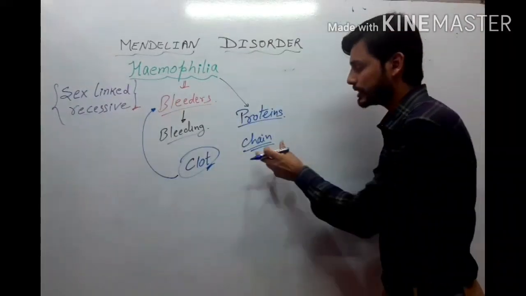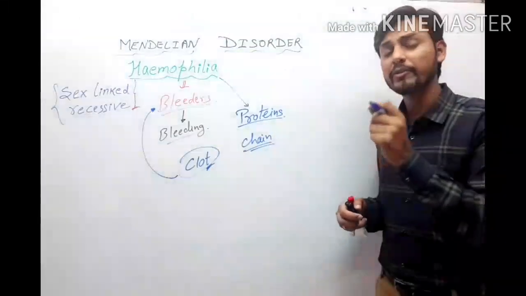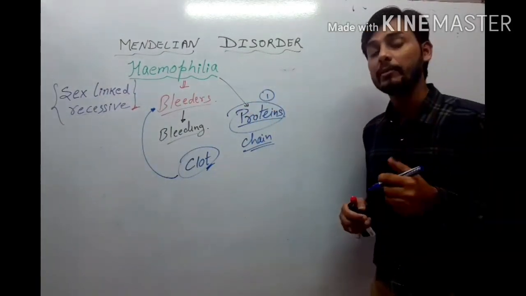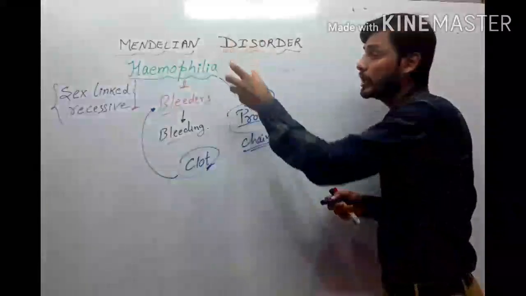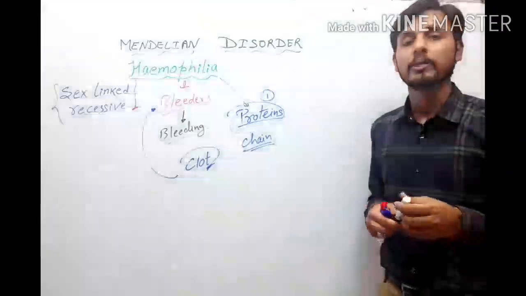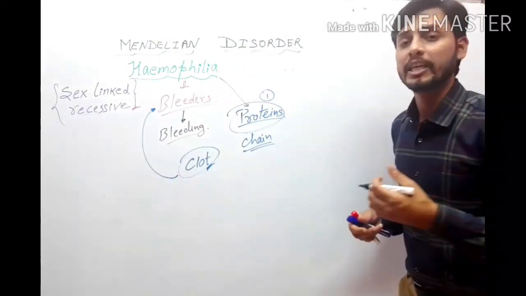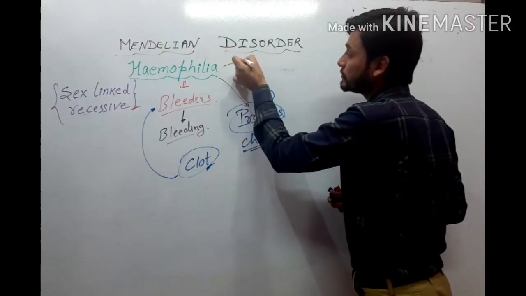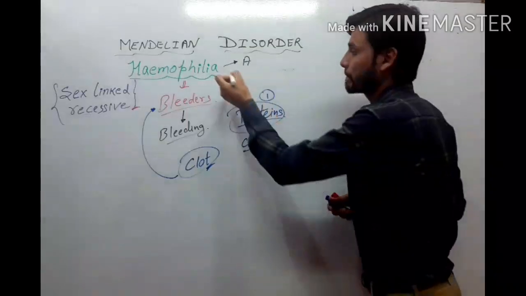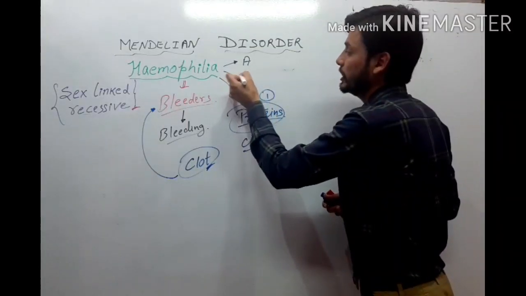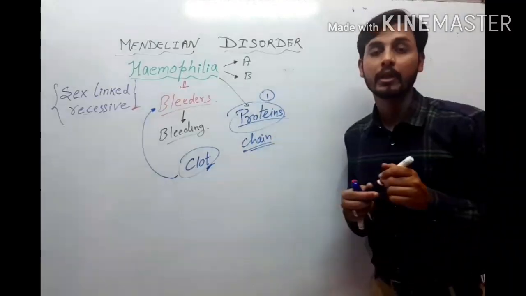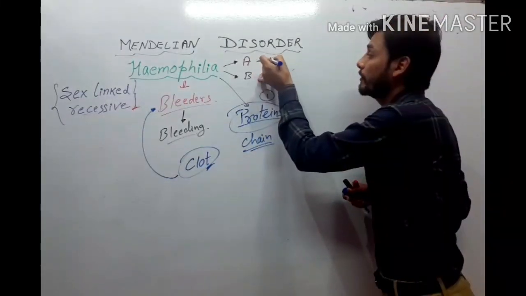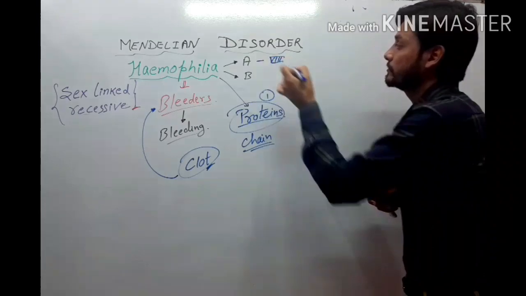So this is known as bleeder's disease. If we talk about the proteins responsible, even a single protein defect may lead to this particular disease, that is hemophilia. There are many kinds of hemophilia. One is Haemophilia-A and another is Haemophilia-B. Haemophilia-A is caused due to the lack of factor 8.